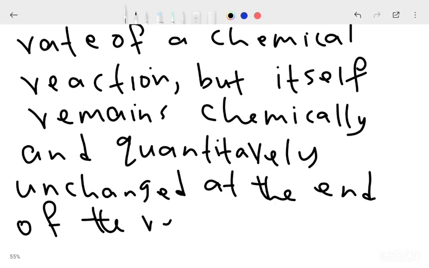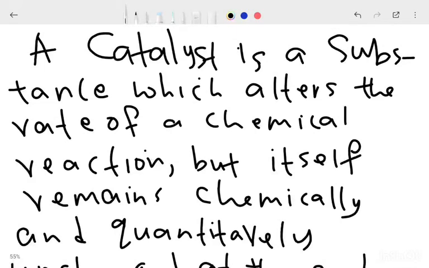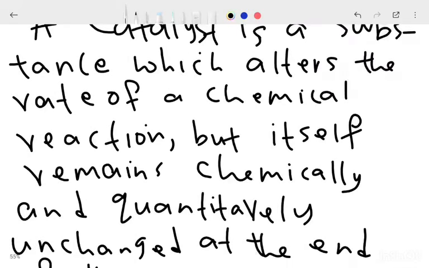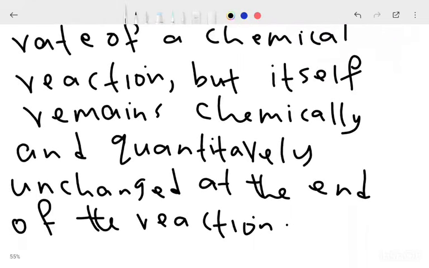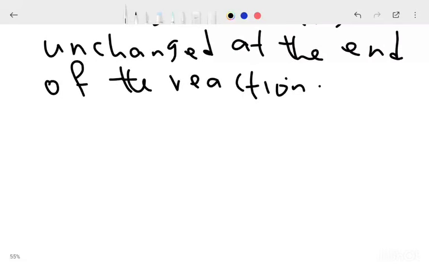If they ask you what is a catalyst, you can say a catalyst is any substance that alters the rate of a chemical reaction. I think I've given you almost three definitions, so there's no way you will not get your full mark. A catalyst is a substance which alters the rate of a chemical reaction, but itself remains chemically and quantitatively unchanged at the end of the reaction. Very good. Take note of them and read. Chemistry is very simple if you can put your mind together and study.